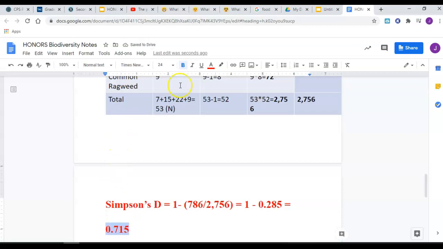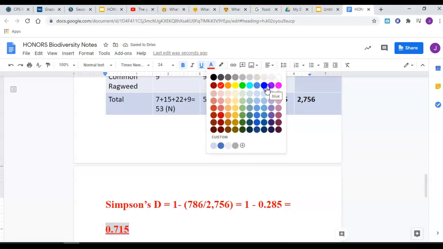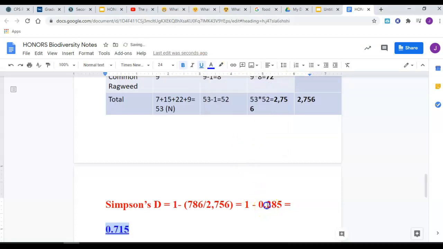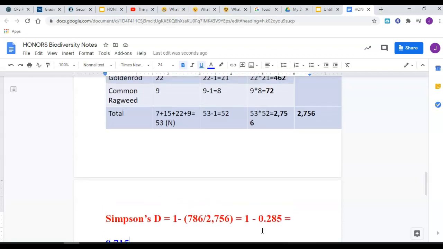And again, this is another place where students often make mistakes. They will, by accident, forget to do the 1 minus. So they'll come up with this low number of 0.285, which is a really low biodiversity number. And that does not give an accurate picture of what the actual biodiversity is of the community. So if you find that you've done something wrong, those are the two key places to look.